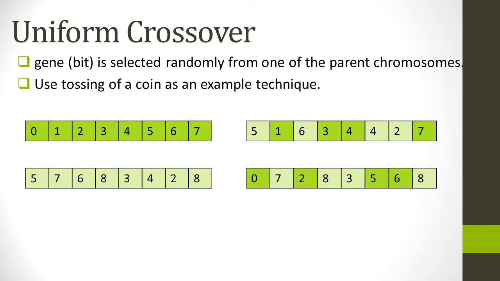Then the third technique is uniform crossover. Each gene is selected randomly. Each gene, meaning each bit, is selected randomly from one of the corresponding genes of the parent chromosomes, and the tossing of a coin is used as an example of this technique.